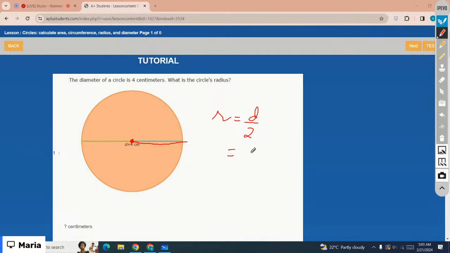So diameter is 4 centimeter. 4 divided by 2 is 2. So the radius of the circle is 2 centimeter. Got it? If you are given a circle, from the center of the circle to any point on the circle, that is the radius. And if you have a line that is passing through the center and touching 2 points on the circle, that would be the diameter. Got it? Radius is always half of the diameter.